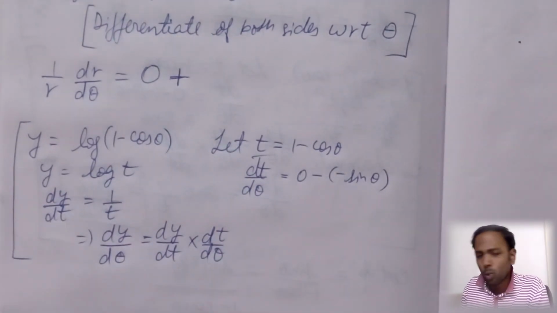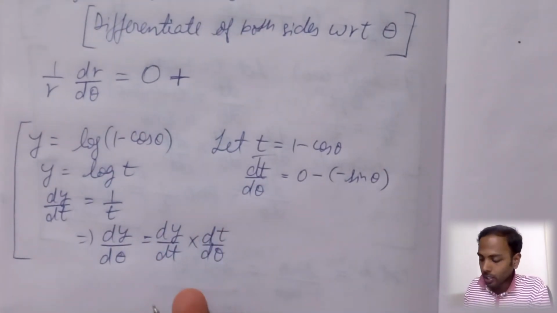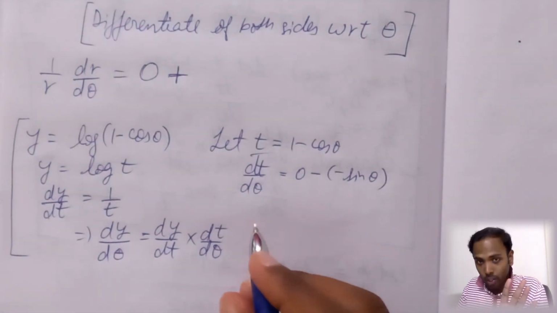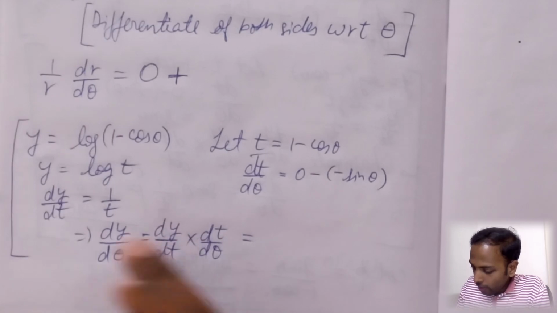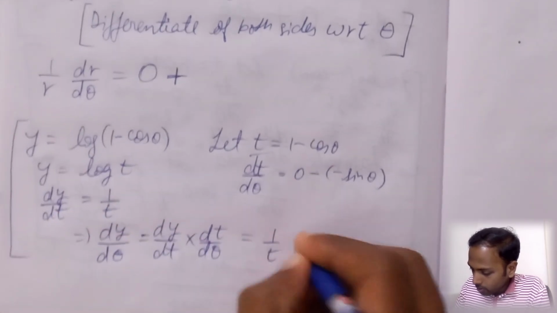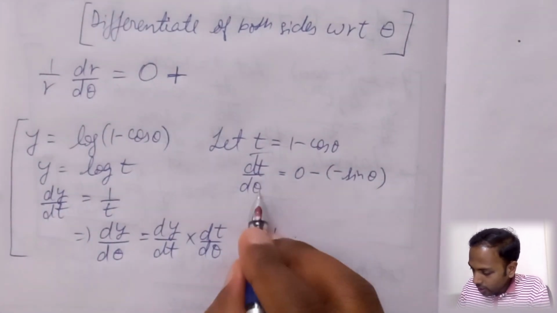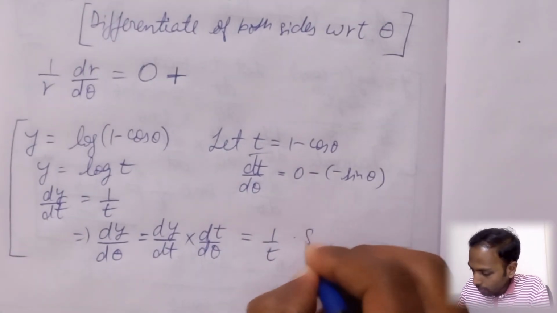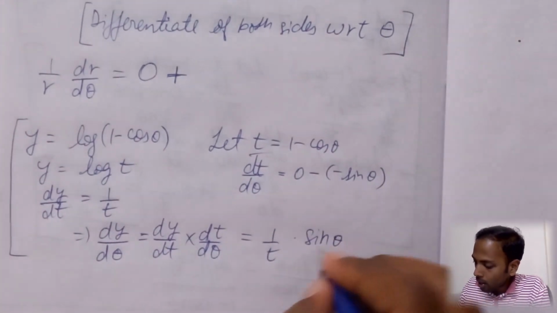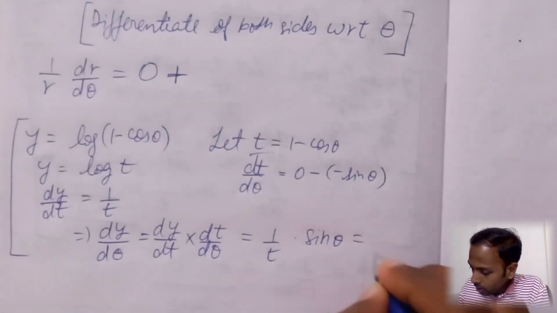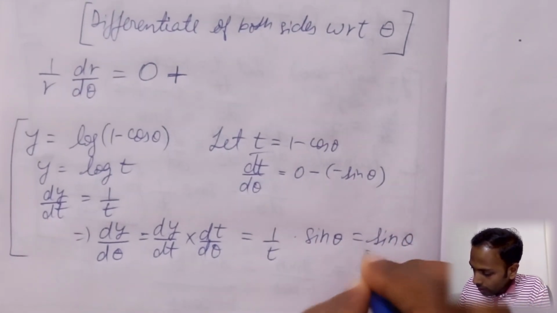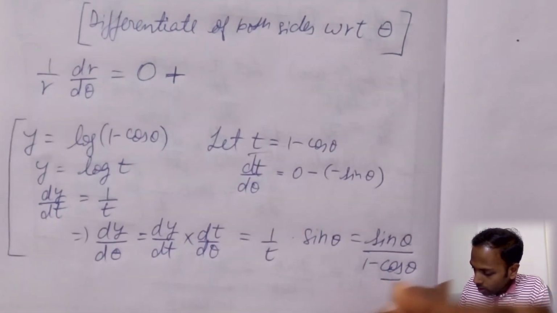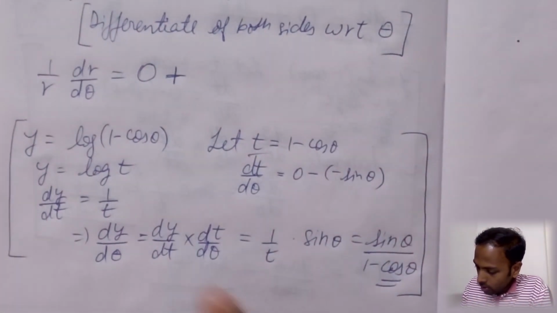For those people who know chain rule, they will obviously know whatever I'm trying to tell here. For those people who don't, please learn chain rule, basics only. dy by dt is what? 1 by t into dt by d theta, which is minus into minus, plus. So basically it is sine theta. Let me write it again. So sine theta by t, and t is 1 minus cos theta. So this is the final.